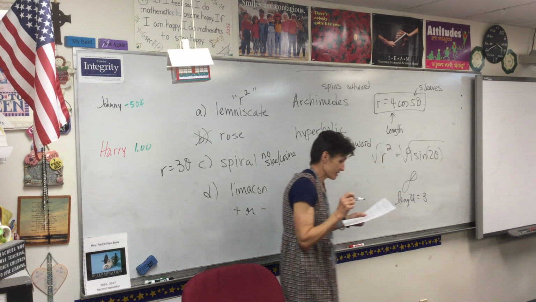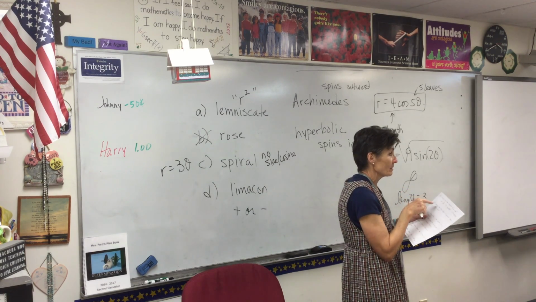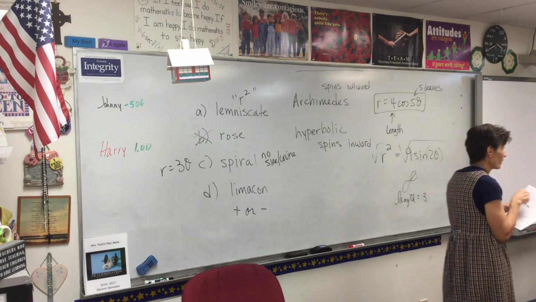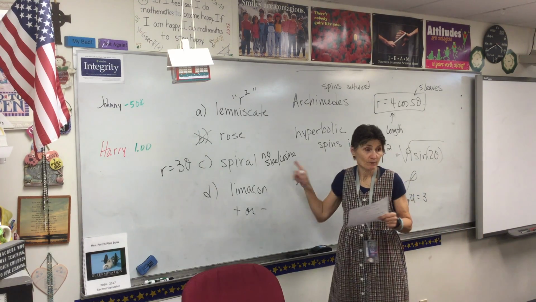In number 6, which is the equation of a spiral, we already talked about that. The very first one. How do we know that first equation, r equals 3 over theta, how do we know that's a spiral? No sine or cosine.